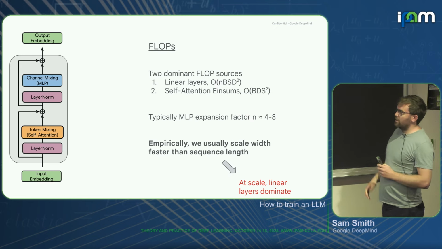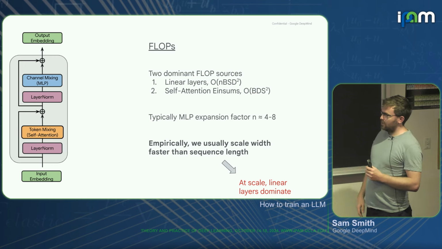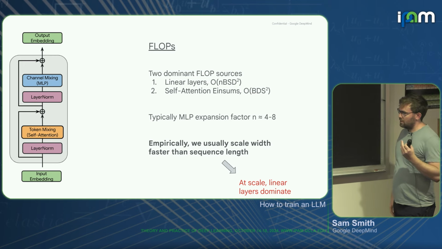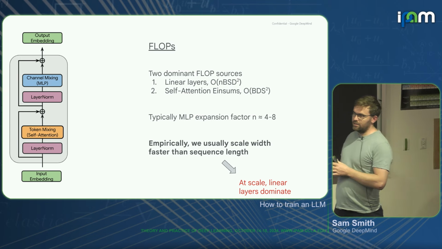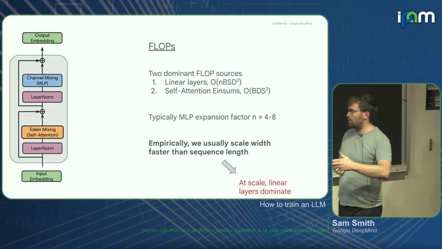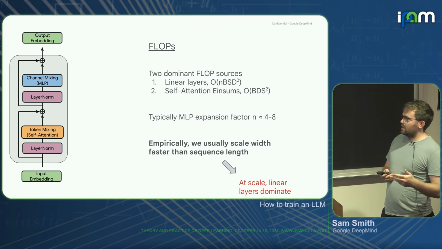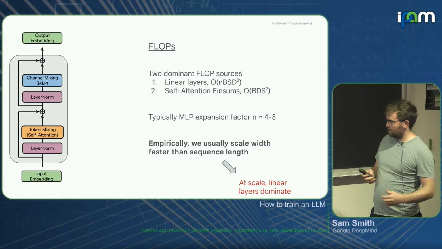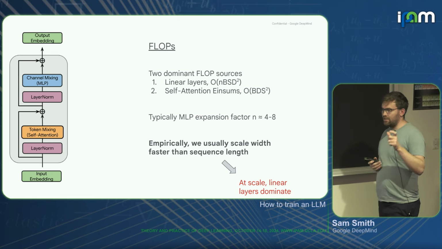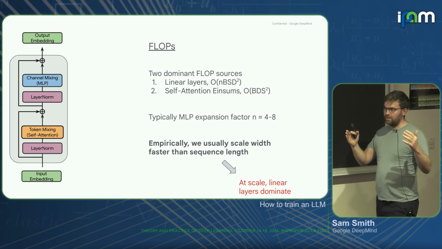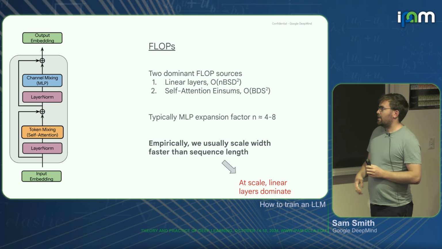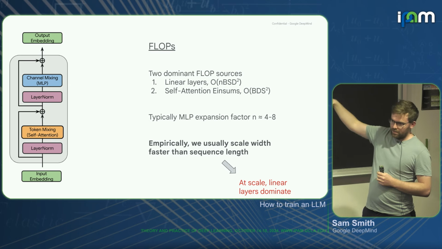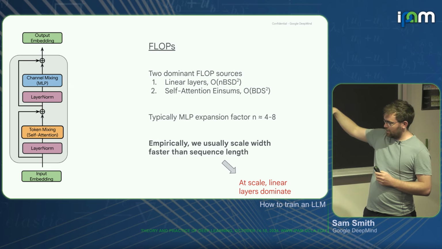And then obviously the more important thing is flops. We just saw that there are two dominant sources of flops. The first is all of the linear layers inside either self-attention or the MLPs. That scales as the expansion factor n, batch size, sequence length, and model width squared. And then there are the self-attention einsums that construct the attention matrix and apply it. That scales as the batch size, sequence length squared, times the hidden dimension d.